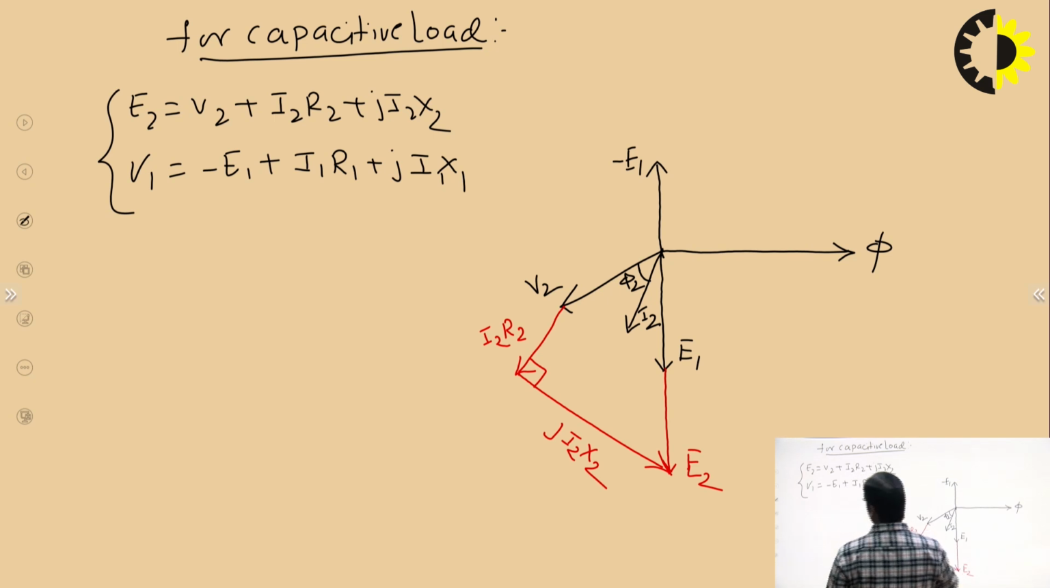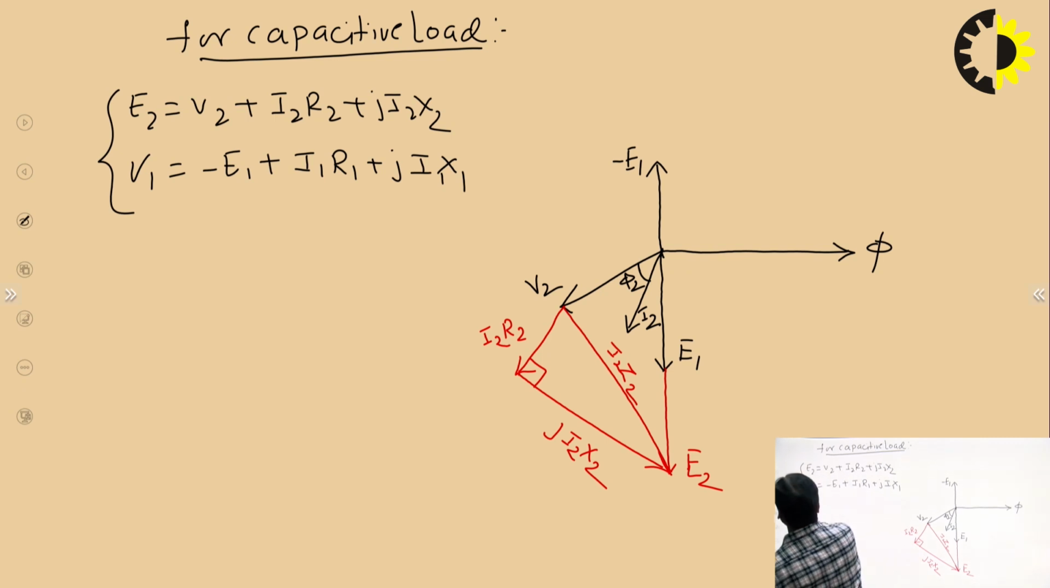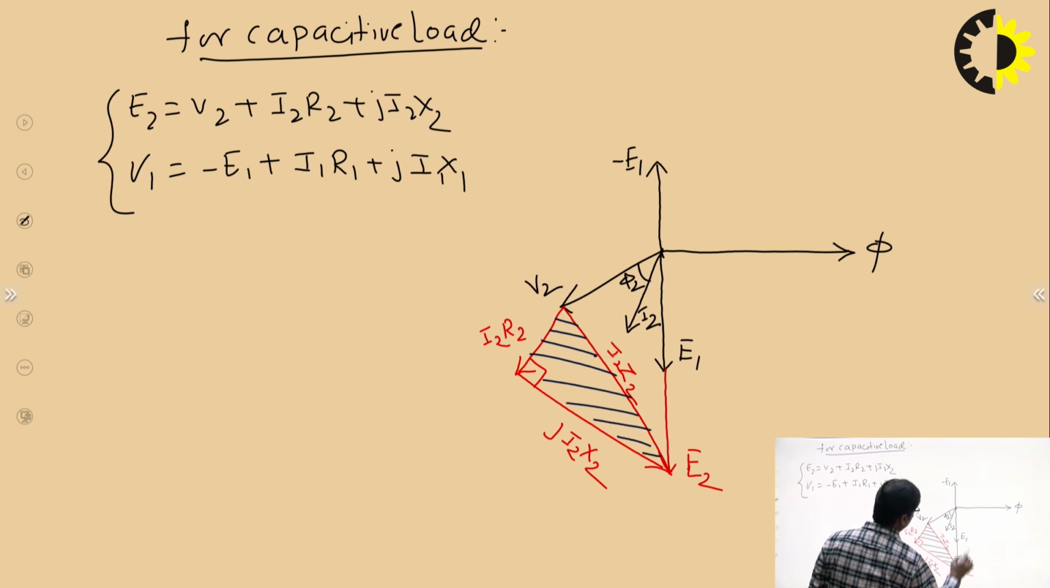And if you connect it like this, this is the I2 Z2, and this triangle is the voltage triangle in the secondary side of the transformer. So this is the V2. E2 will be equal to V2 plus I2 R2 drop plus jI2 X2 drop. So this is the phasor diagram for the secondary side of the transformer.